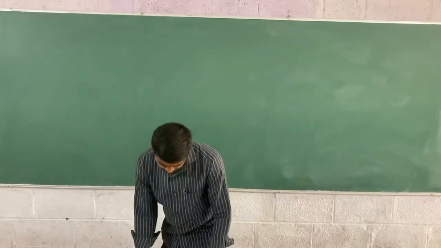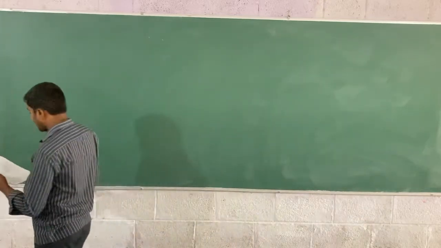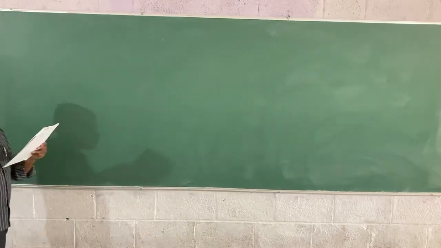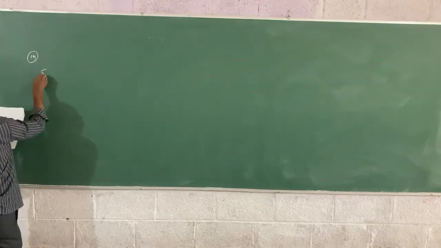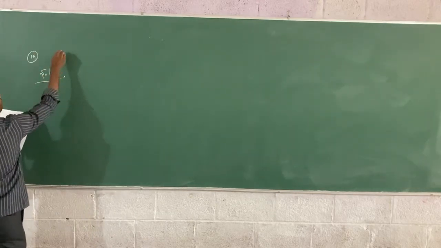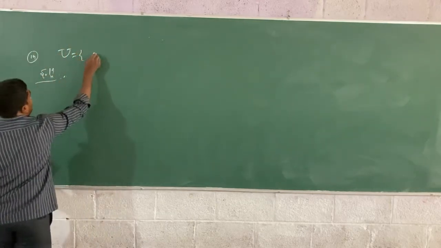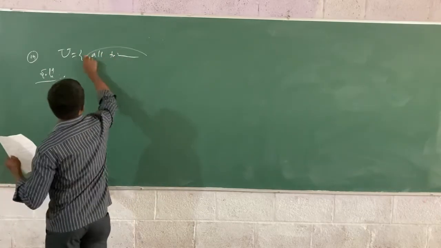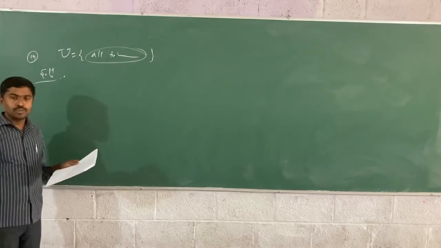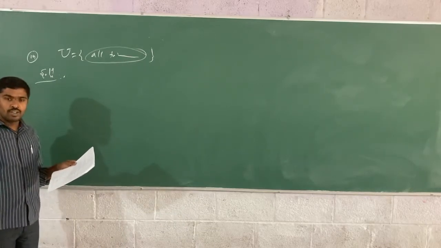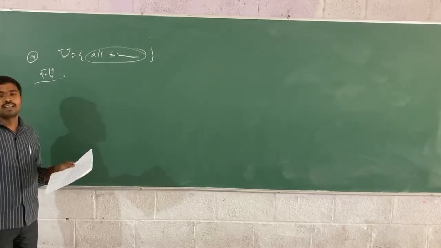Next, problem number 19. Take U as the set of all triangles in a plane. Okay? So U is the universal set, all triangles. And equilateral triangles, right-angled triangles, obtuse-angled triangles, acute-angled triangles, similar triangles.